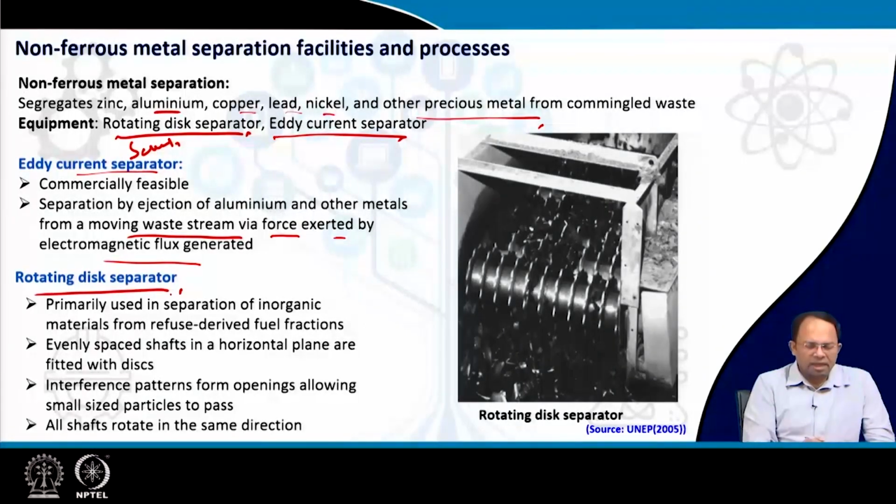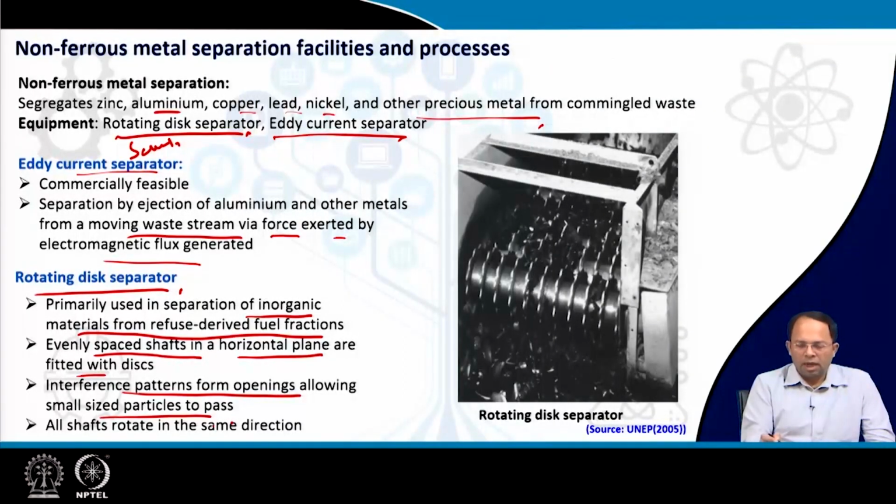Whereas the rotating disc separator is usually used in separation of inorganic materials from refuse derived fuel fractions, but we can also use it over here. It includes evenly spaced shafts in a horizontal plane, fitted with discs, and interference patterns from openings allow small size particles to pass through the disc. So these are the different discs that you can see in this image. The movement of the discs happens simultaneously, and within the gaps the particles pass through, and all shafts rotate in the same direction, and then we can get the separated material.